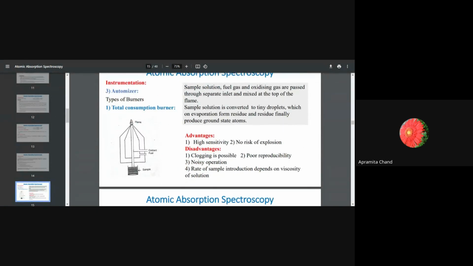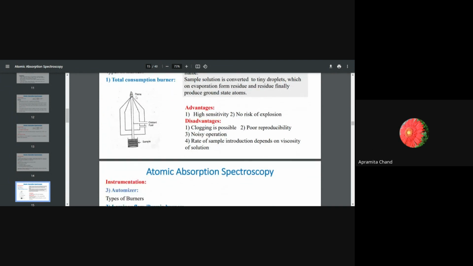So for atomization, the sample solution, the fuel gas and the oxidizing gas will be passed through separate inlets and they will be mixed at the top of the flame. Here you can see the top of the flame. Also, the sample solution will be converted to tiny droplets. We have already talked about this. Mist or droplets will be there, and finally they will evaporate and form a residue. And this residue will finally produce the ground state atoms.